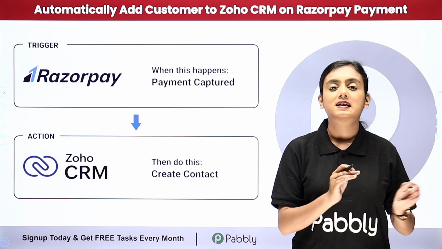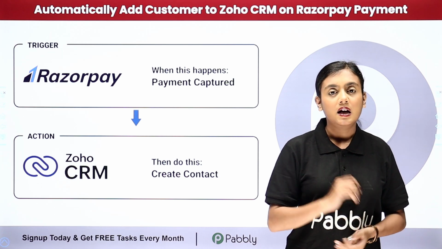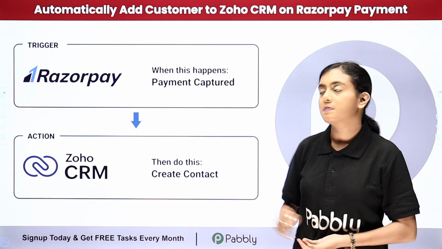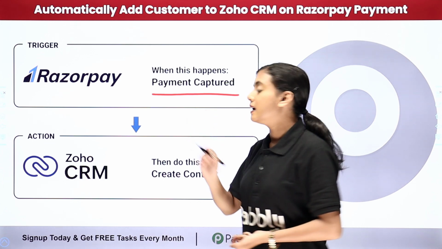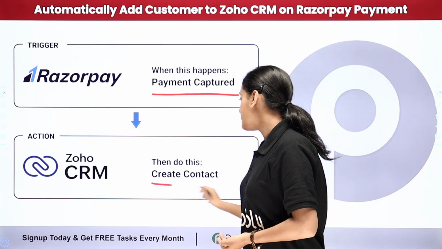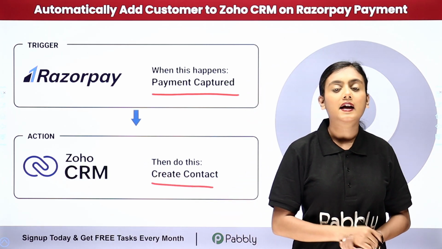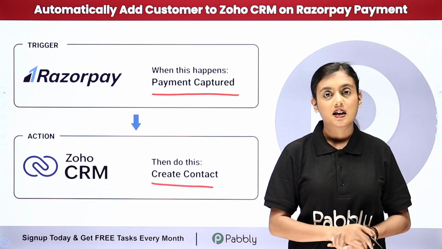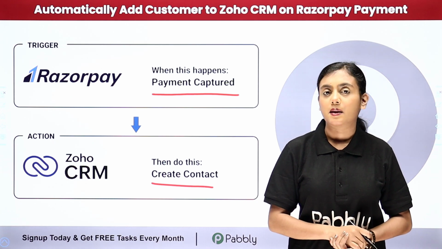Here what I want is that as soon as a new payment is done by any of the customers using Razorpay and we receive that new payment, I want to create that customer as a contact in my Zoho CRM account so that I can manage the contact details. Now doing this manually is very time consuming.